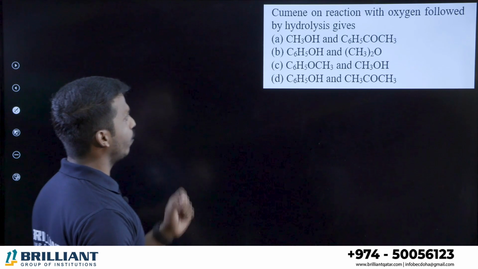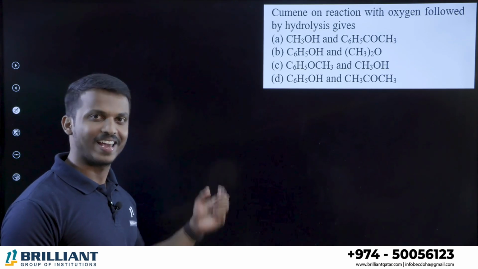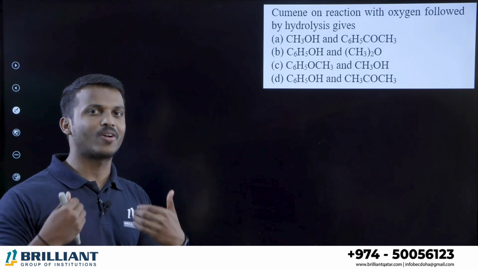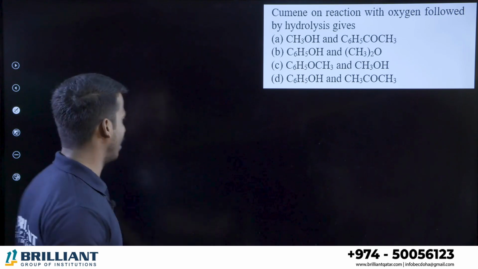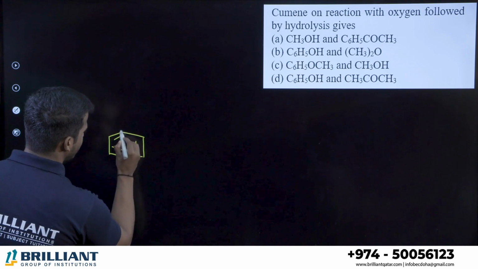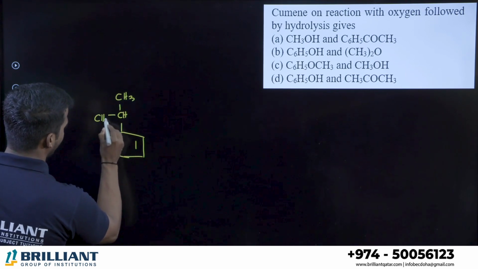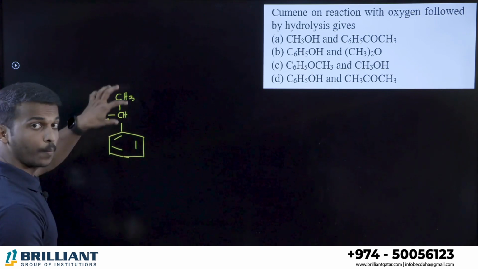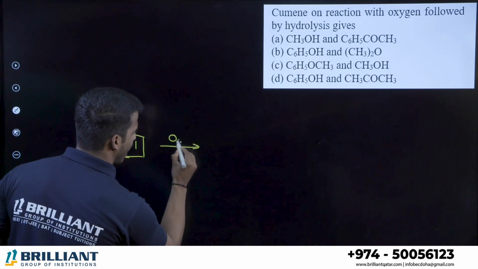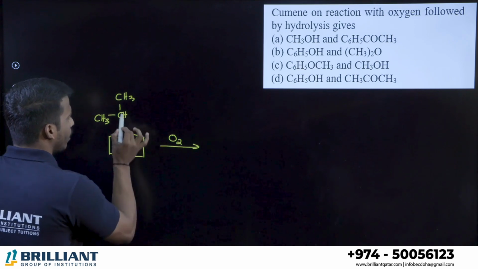Next one. Cumene on reaction with oxygen followed by hydrolysis gives again phenol. Because from cumene, we studied only one reaction, to prepare phenol. Let me write the reaction. What is meant by cumene, dear all? A benzene with an isopropyl group. This is called cumene. First of all, oxidation, we will add oxygen. Very simple way you can understand this process. Can you see this one?